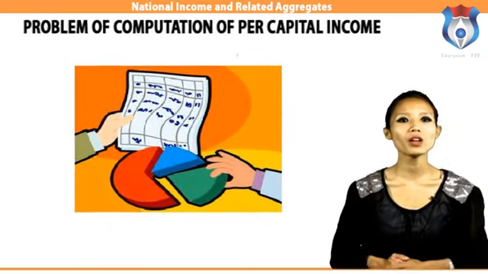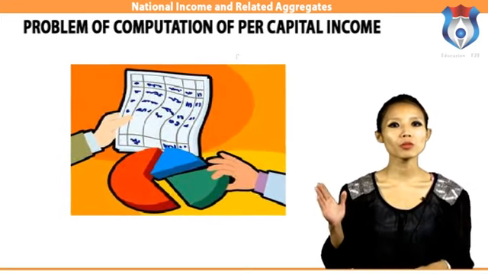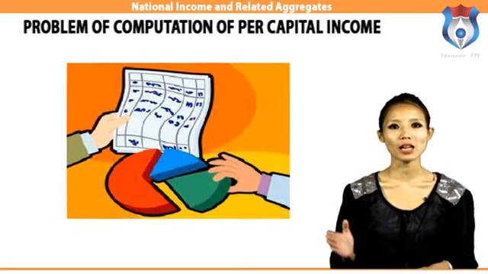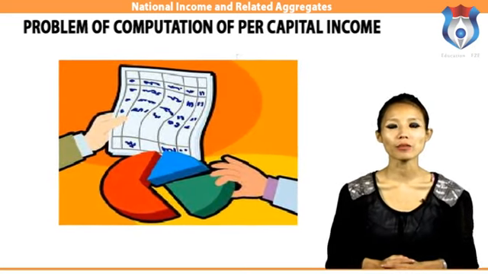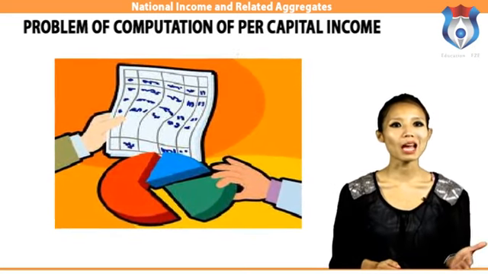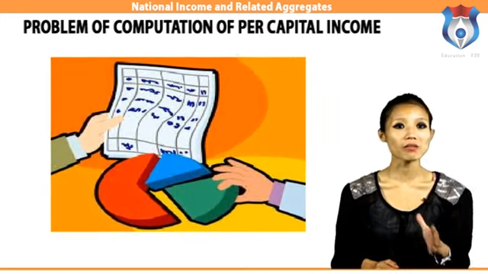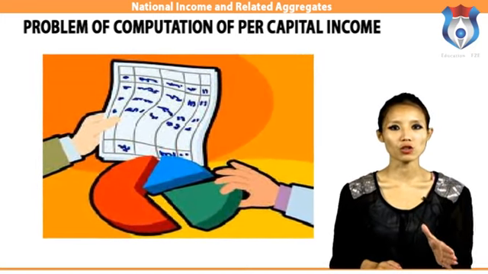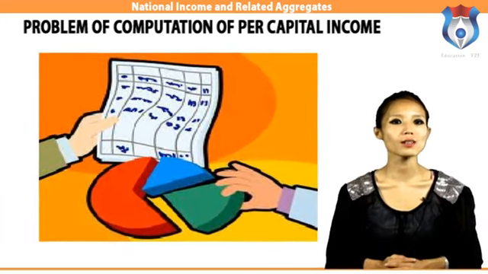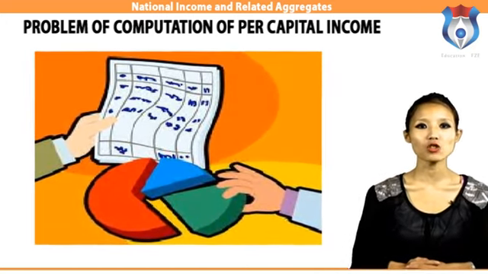Now we will move further and study the problem of computation of per capita income. How to calculate a country's per capita income? When a country's GDP per capita is calculated, it is done by dividing the nominal or real GDP by the country's population. When the GDP is not adjusted for inflation, it is called nominal GDP.